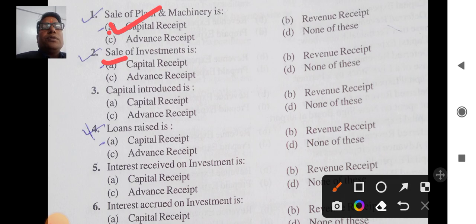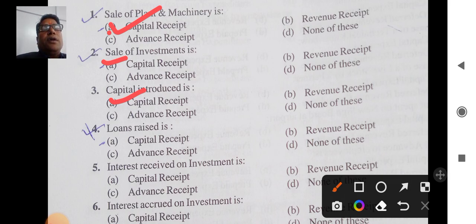And next question number 3 is capital introduced. Capital introduced, as you know, under the separate entity concept, business and businessman both are two different units. If capital is being received by the business, that would be capital receipts, not revenue receipts.